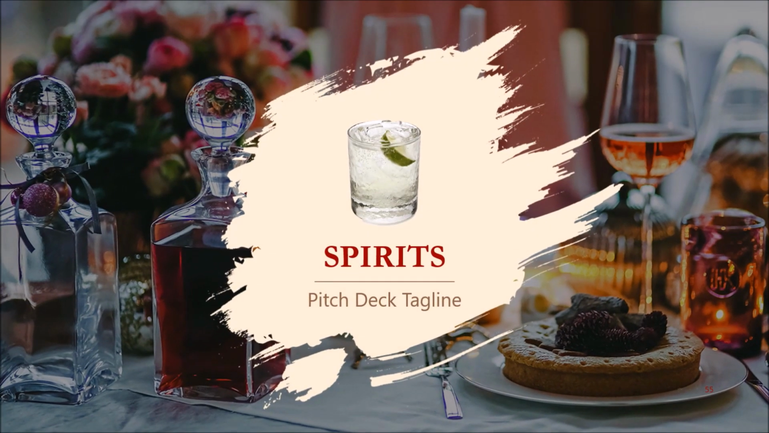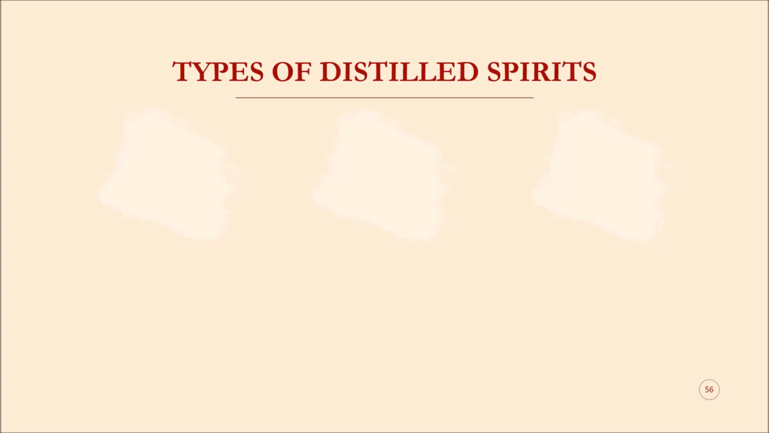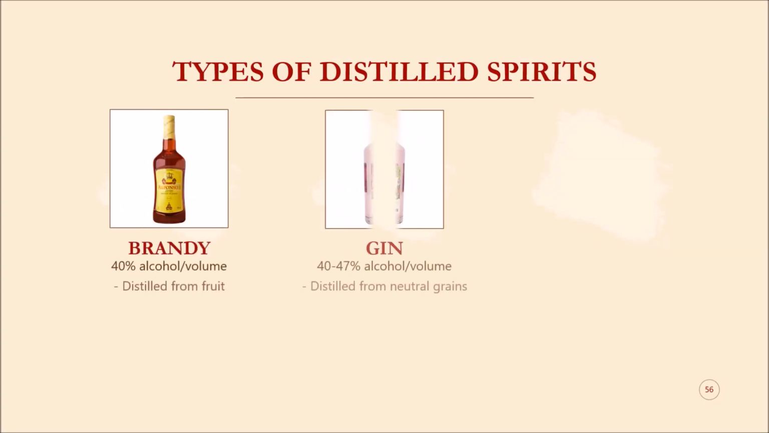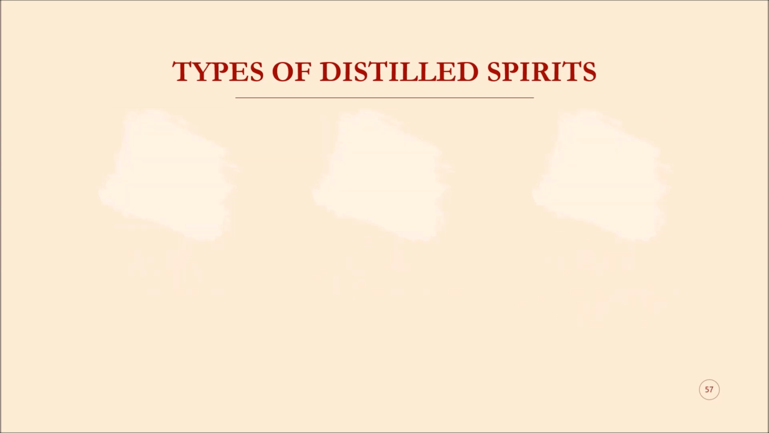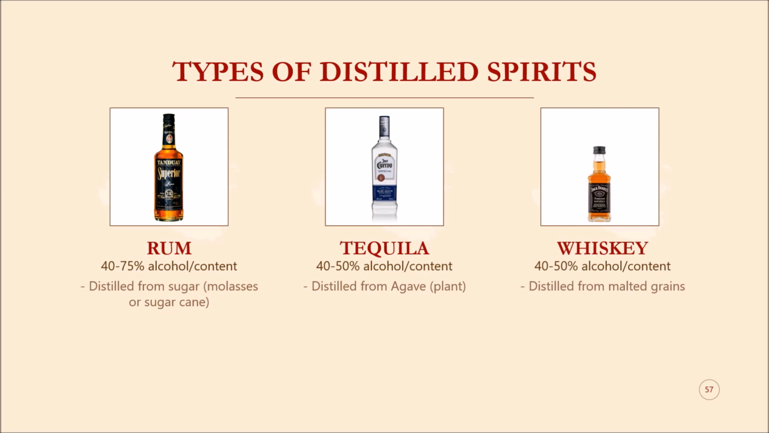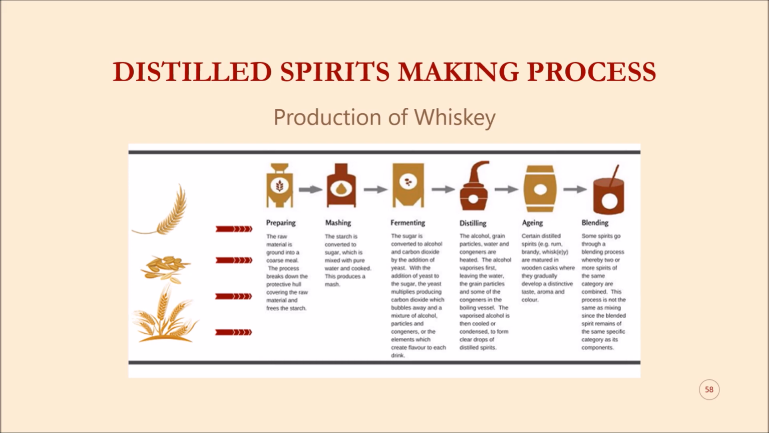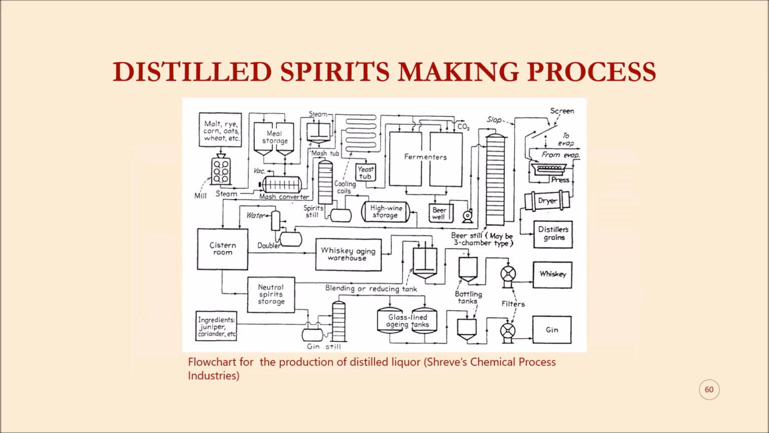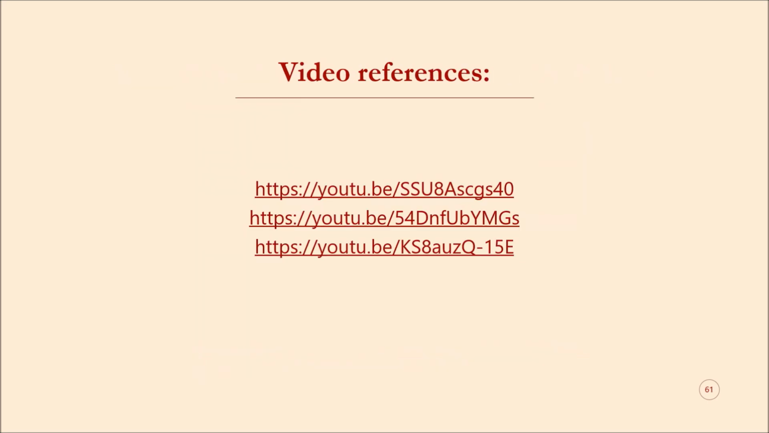For the spirits, we have 6 types: brandy, gin, vodka, rum, tequila, and whiskey, which differ in sources such as grains, fruits, plants, or a combination, and differ in alcohol content. We have this diagram of the production of whiskey. And these are the links to the videos for more information.